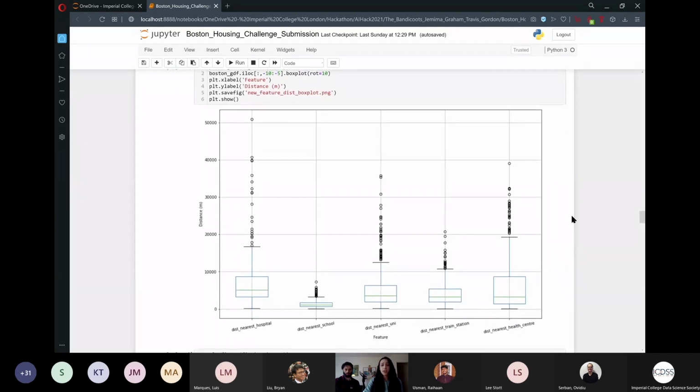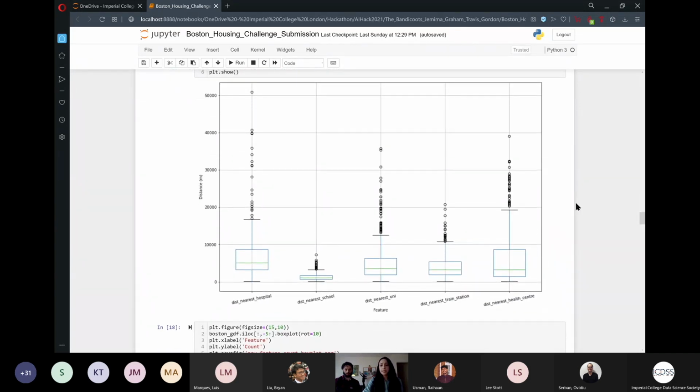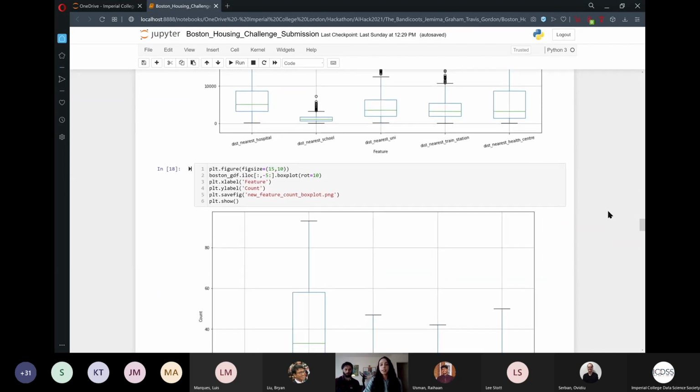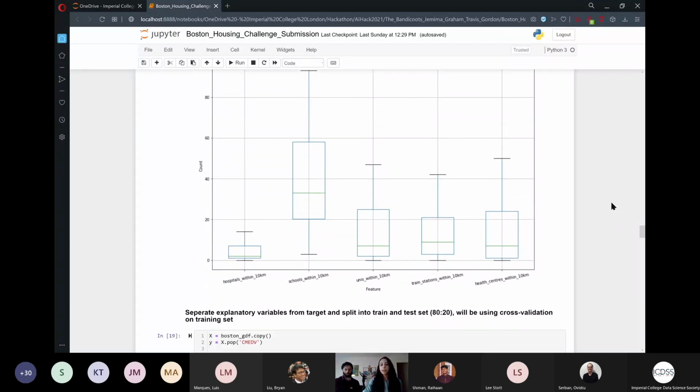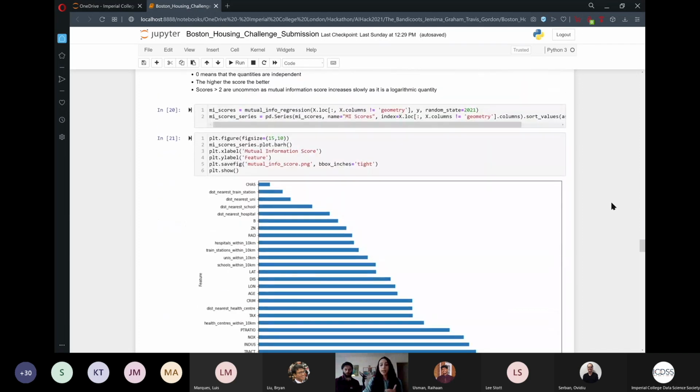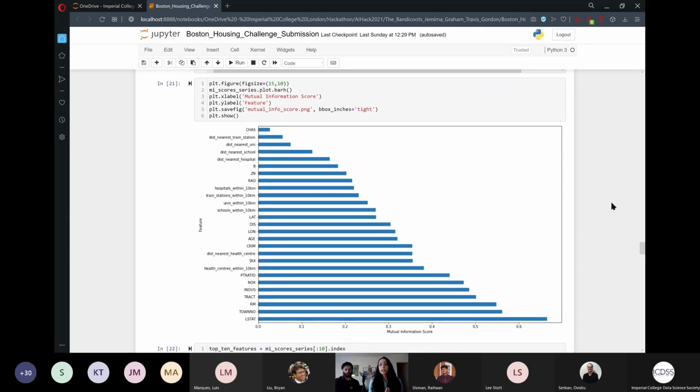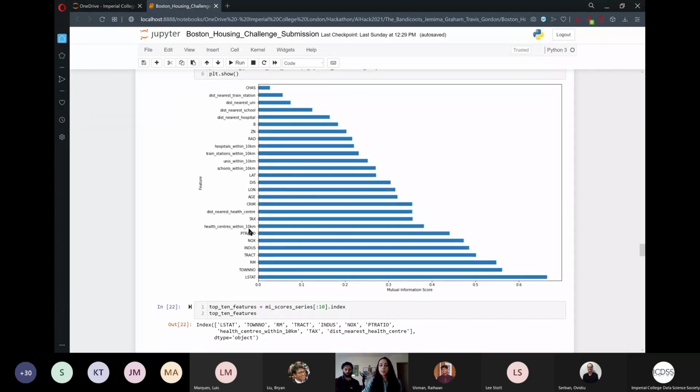We have the distribution of each of the distance to the nearest of each facility here, and this is the count for each of the facilities within 10 kilometres. You can see that it's quite skewed, but we do normalise the data, so we're not too worried about that. And then we also looked at the mutual information score to tell us which of the features reduce the uncertainty in the target variable the most. And we can see that 2 of the features that we've actually created about health centres make it into the top 10 that we'll use later in our best performing prediction model.